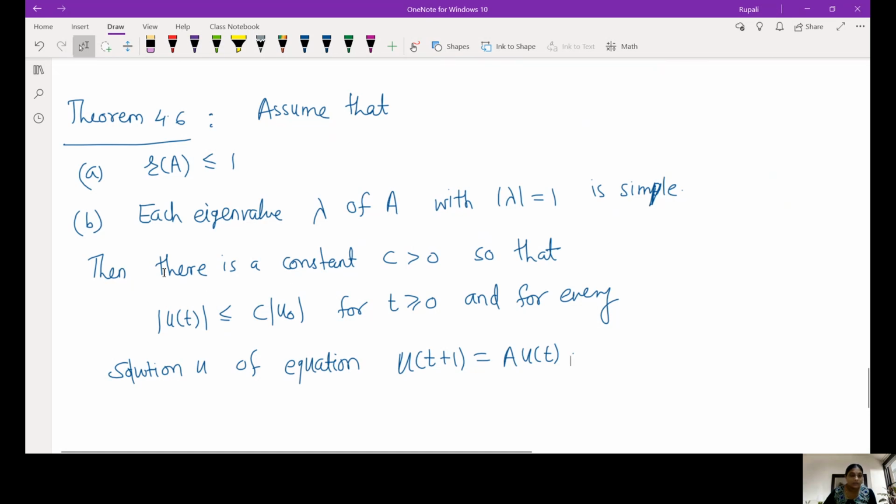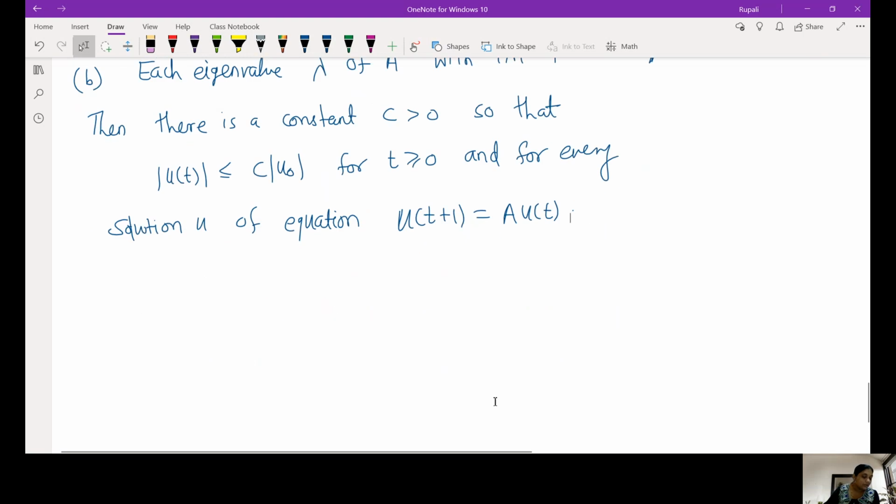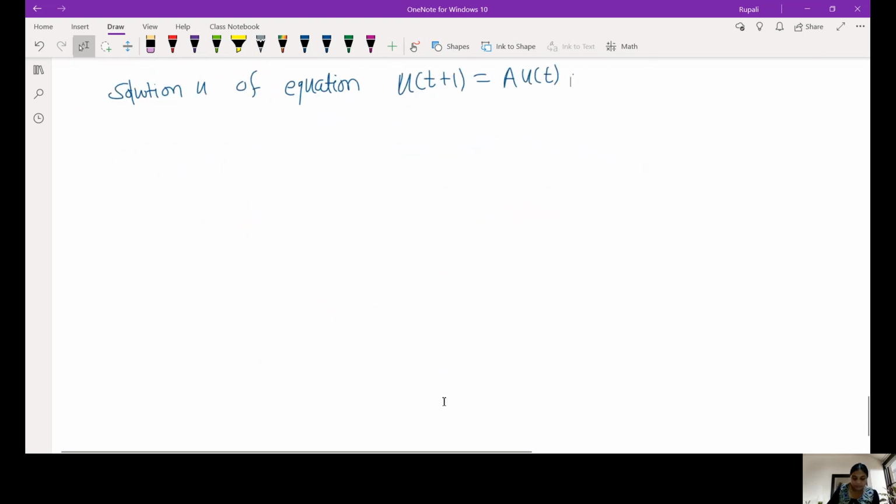Then we want to show that there exists a constant C strictly greater than 0 so that mod u(t) is less than or equal to C times mod u(0) for t greater than or equal to 0, and for every solution u of the equation u at t plus 1 equal to A times u(t). The proof is similar to our previous theorem; we have to use the Putzer algorithm only. Proof.